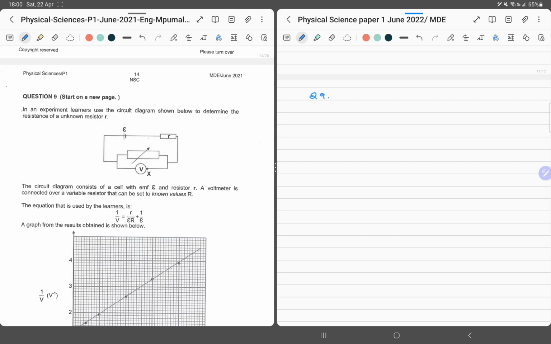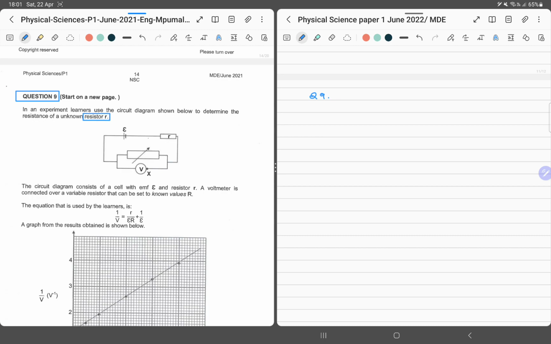Now I told you, an experiment. So there'll always be a question based on an experiment. It can be from any of the topics you've done, so be ready to get a question like that. In an experiment, learners use the circuit diagram shown below to determine the resistance of an unknown resistor R.